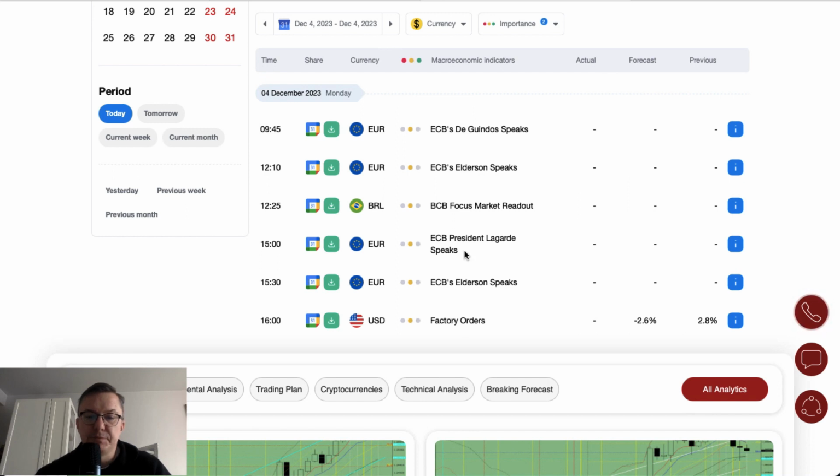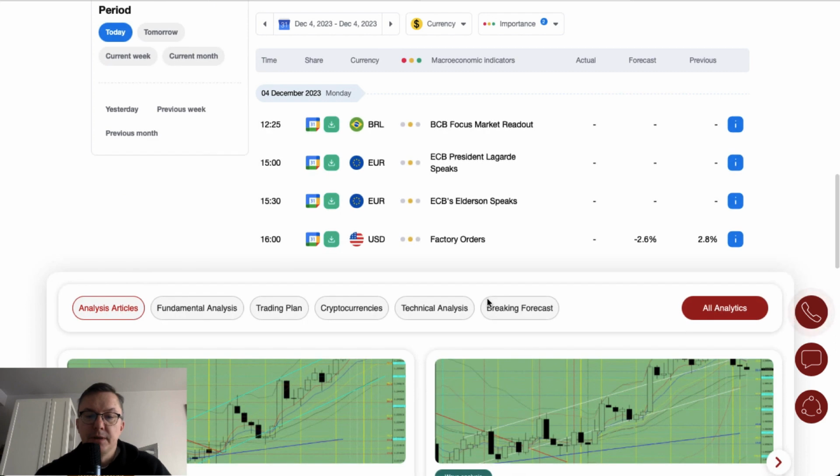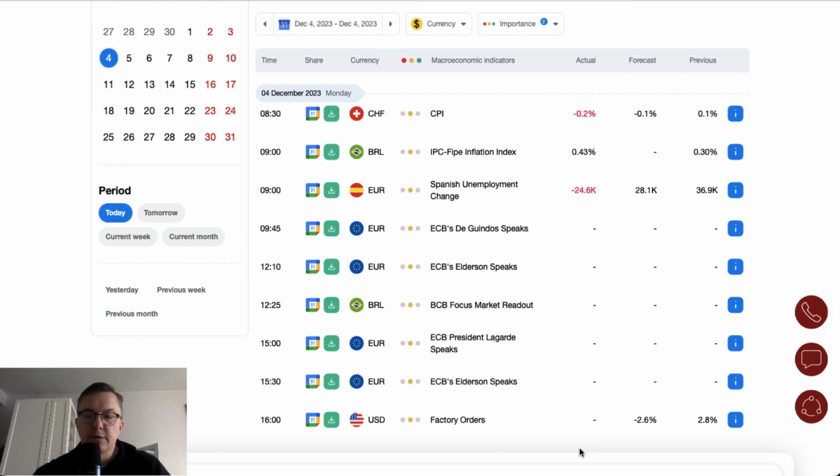And during today's day, we got the ECB, the Guindos speech, the Elderson speech, and then Christine Lagarde, the ECB president, will give a speech as well. 30 minutes later, Elderson will give a final speech. The one event during the New York session worth mentioning are the factory orders, scheduled for release at 4 p.m. That's about the economic calendar.